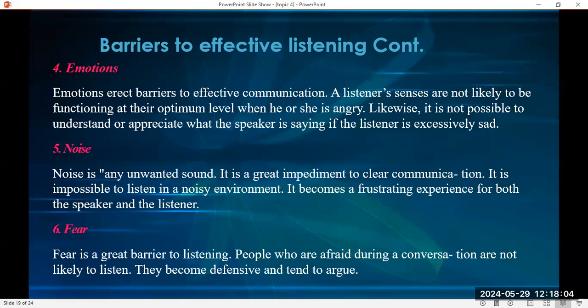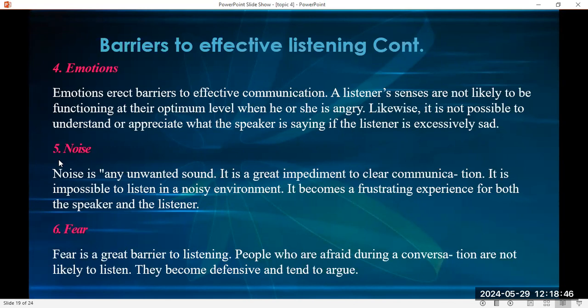So when you are angry, you may not listen to people. When you are happy, sometimes you may not even be able to listen to people. When you are also emotional, for example, God forbid you have lost your loved one, and someone is trying to advise you, to encourage you, you may not listen to them. You may not even know what they are saying. So emotions make you not pay attention, and are a barrier to effective listening.